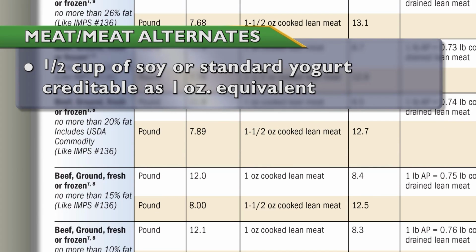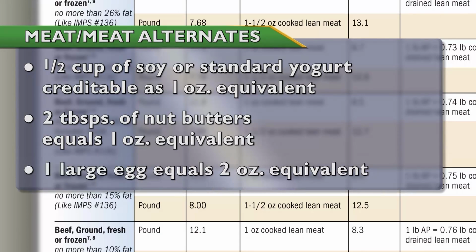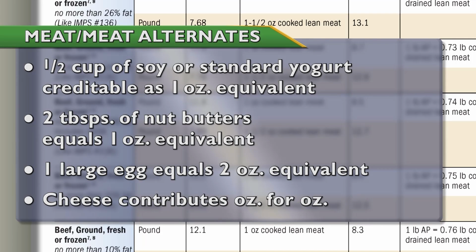Other meat alternates are 1/2 cup or 4 ounces of soy or standard yogurt, creditable as 1 ounce equivalent. 2 tablespoons of peanut butter or other nut butters equals 1 ounce equivalent. 1 large egg is equal to 2 ounces equivalent. Cheese contributes ounce for ounce.